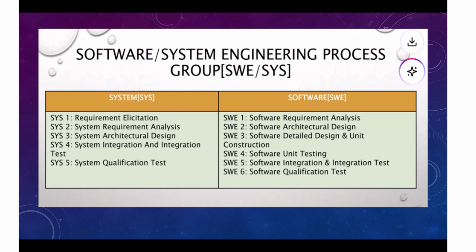In this video, we will discuss the concept of the software and system engineering process group, that is SWE and SYS, and what are the processes involved there. So firstly, whenever a new project starts, let's take an example of a power steering project, and OEMs like Mercedes give this project to companies like Valeo or Harman.